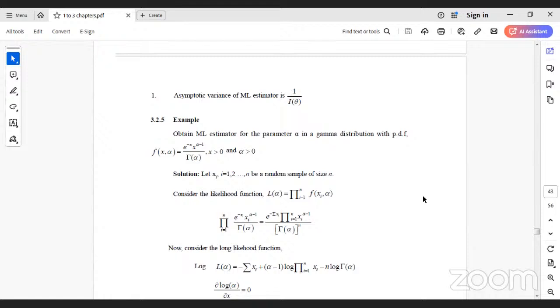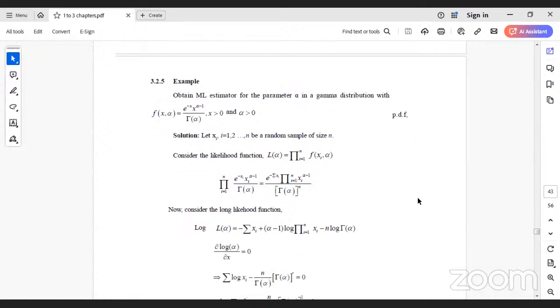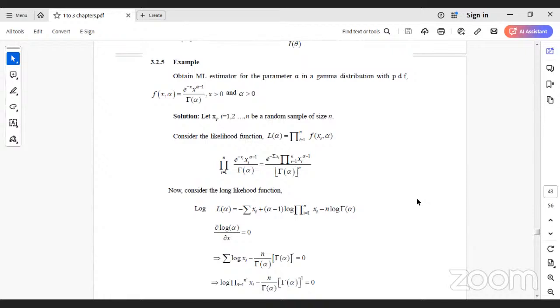So consider the likelihood L(alpha) equal to the product for i = 1 to n of e^(-x_i) x_i^(alpha-1) / gamma(alpha), which is e^(-summation of x_i, i = 1 to n) times the product of x_i^(alpha-1) over gamma(alpha) whole power n. Now consider the log likelihood function log L(alpha) equal to minus summation of x_i plus (alpha minus 1) summation of log x_i, i = 1 to n, minus n log gamma(alpha).